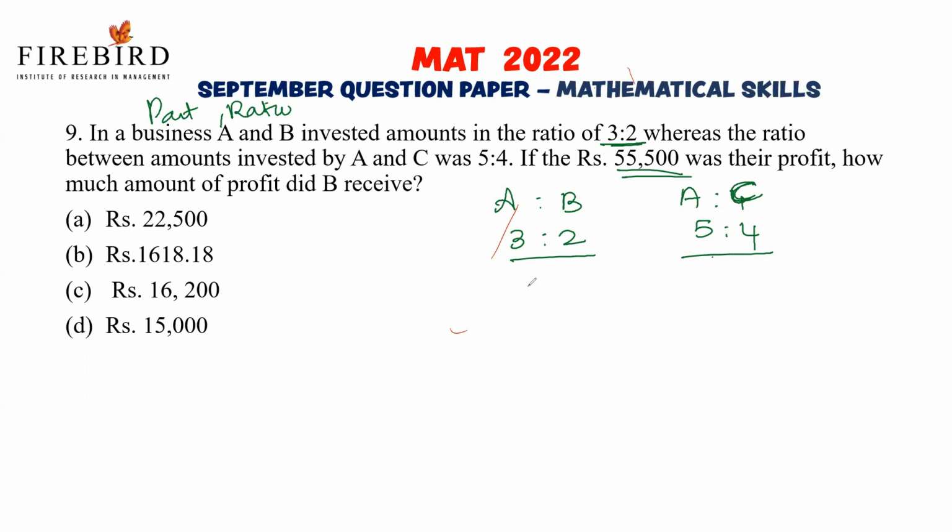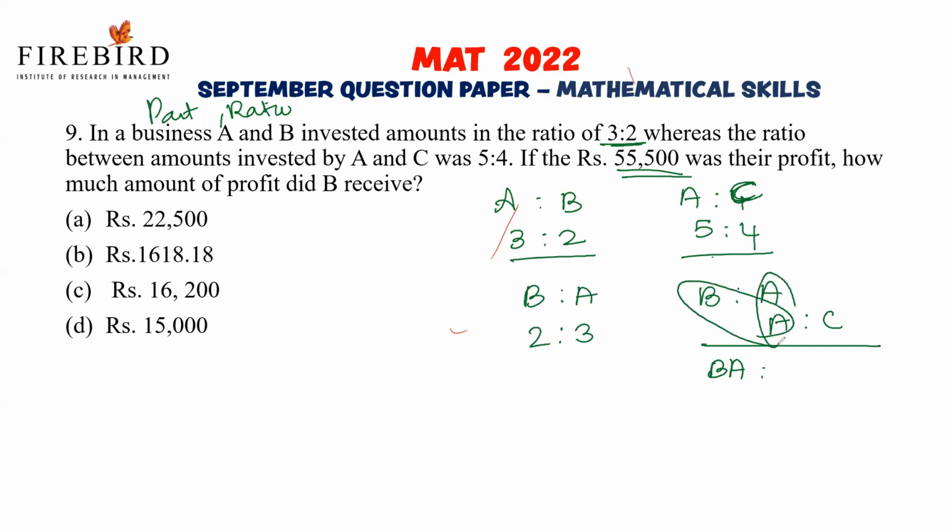So if A is to B is 3 is to 2, then B is to A will be 2 is to 3. Now if you combine B is to A and A is to C, the ratio of combination is B is to A into A is to C. This is the combination. You should remember it for combining two ratios.